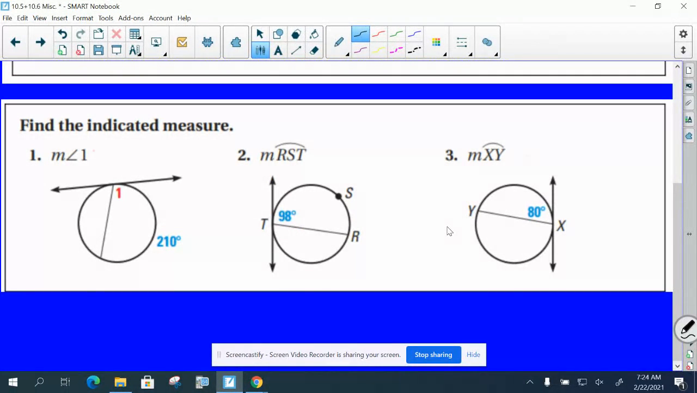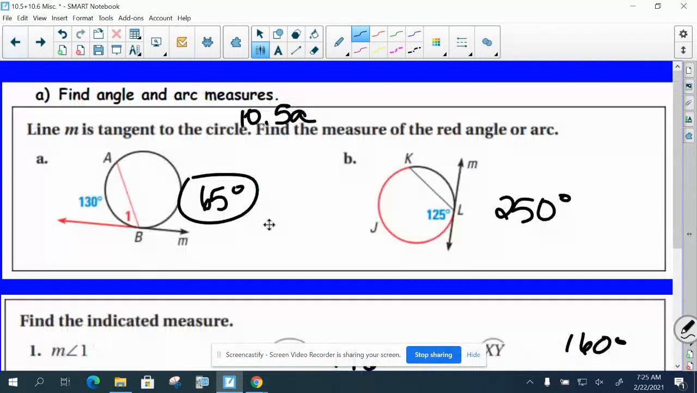And then it looks like we're still working with 10.5a in these examples. To figure out the measure of angle 1, you would do 1/2 of 210, which is 105 degrees. To figure out the measure of arc JSR, you would do twice 98, which is 196. To find the measure of arc XY, you would do twice 58, which is 116.